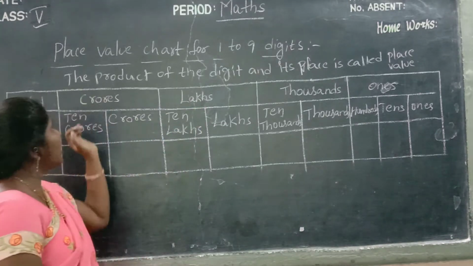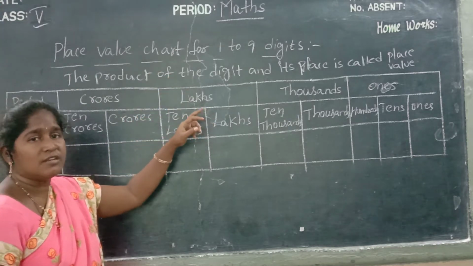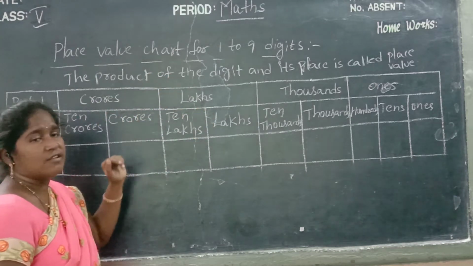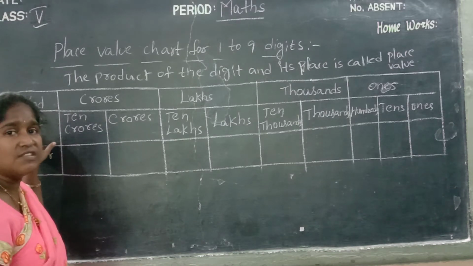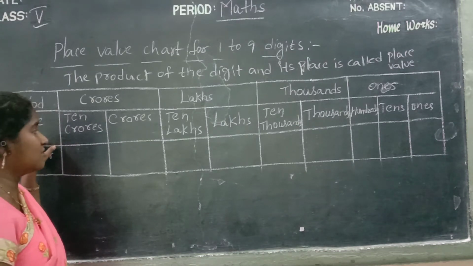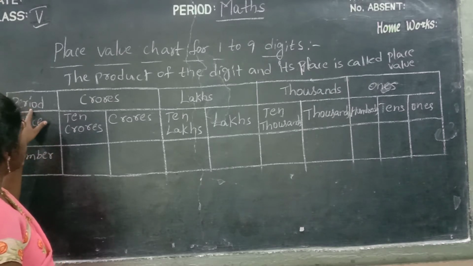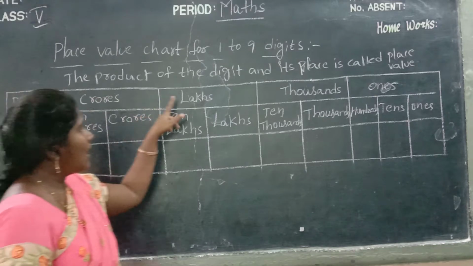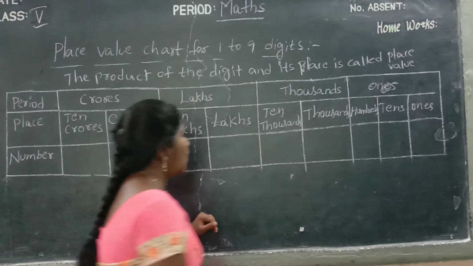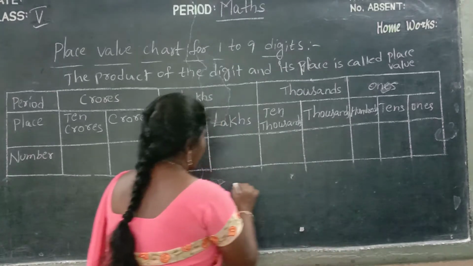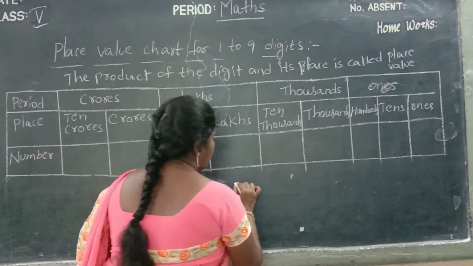Okay, children, we are learning about the place value for 1 to 9 digits. You know that, children? So, see, children, how many numbers are there for 9 digits? We are learning about 9 digits. See, children, here I am giving period, crores, lakhs, thousands, and ones. Now I am telling about an example, I am taking one 9 digit number, children.